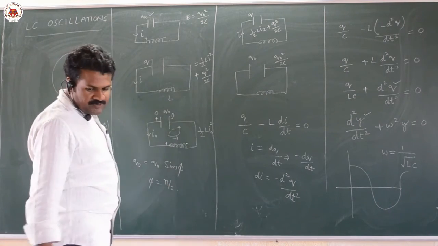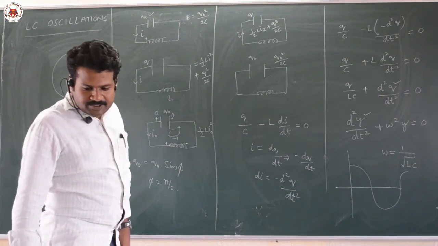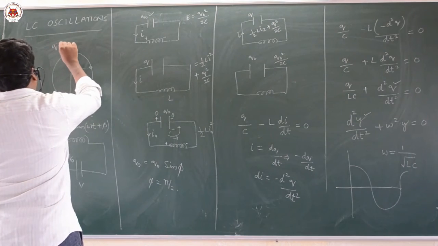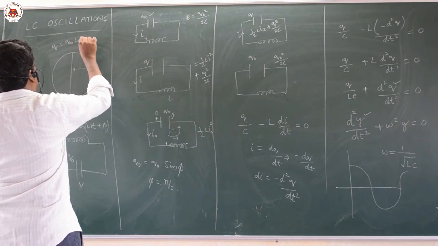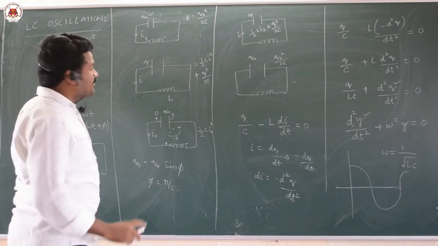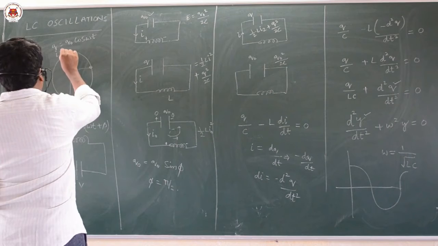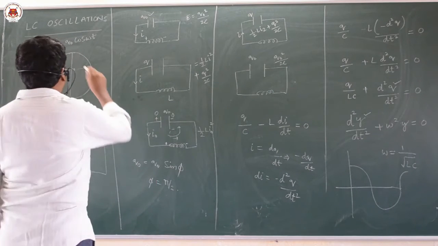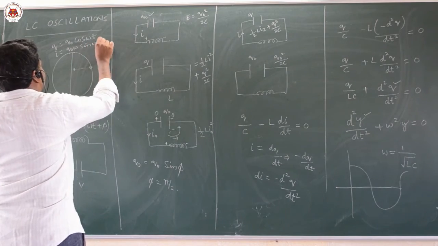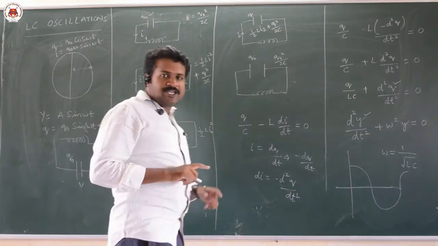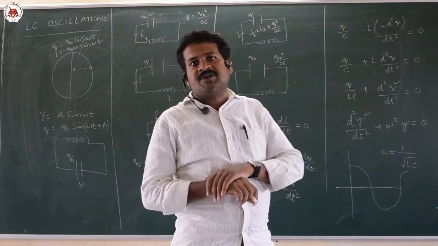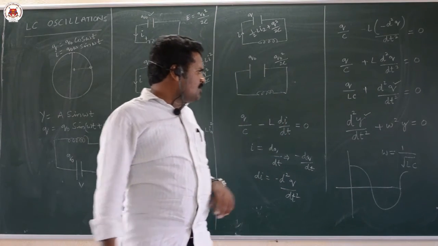Therefore, the charge equation I can write as q is equal to q naught cos omega t. If you differentiate this, you will get current. Current I is equal to q naught omega sin omega t. That means when current is maximum, charge becomes 0. When charge is maximum, current becomes 0. So this is the condition of LC oscillation.